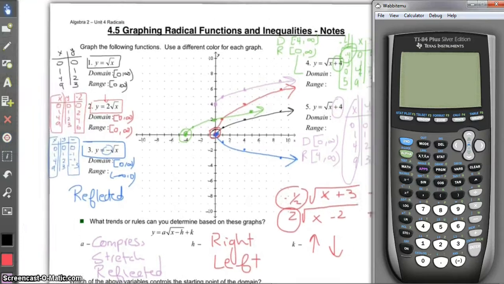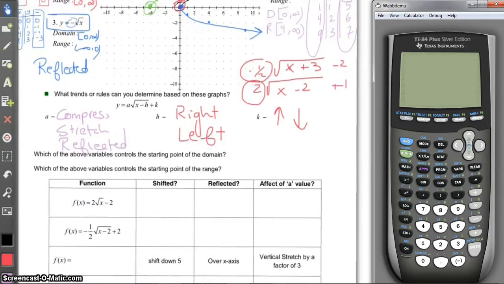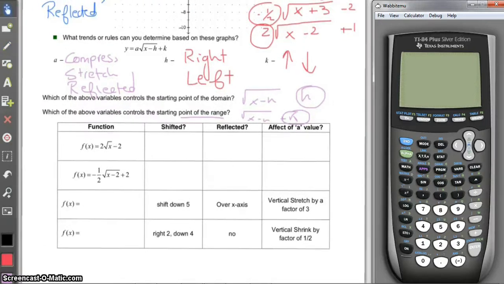Now let's look at the other examples. There's no h. That's why the domain starts with a 0. There's no k. That's why it starts with a 0. So let's answer those questions. Which of the above variables control the starting point of the domain? Usually it's the h, which is inside the radical. Which of the above variables control the starting point of the range? So x minus h plus k, usually the k tells me the starting point of my range. So that's the k. Now pause the video and try the table on your own.